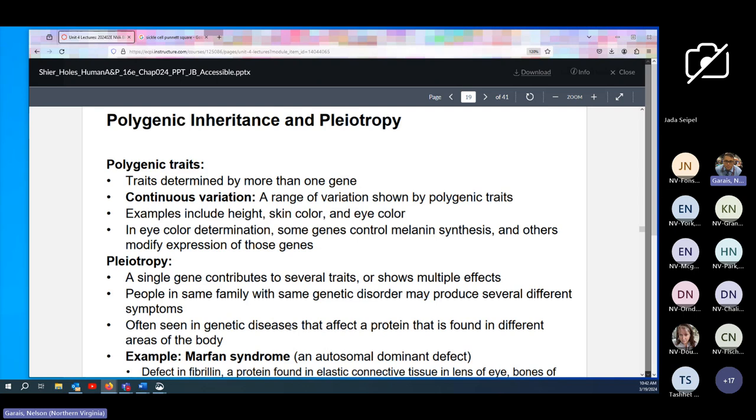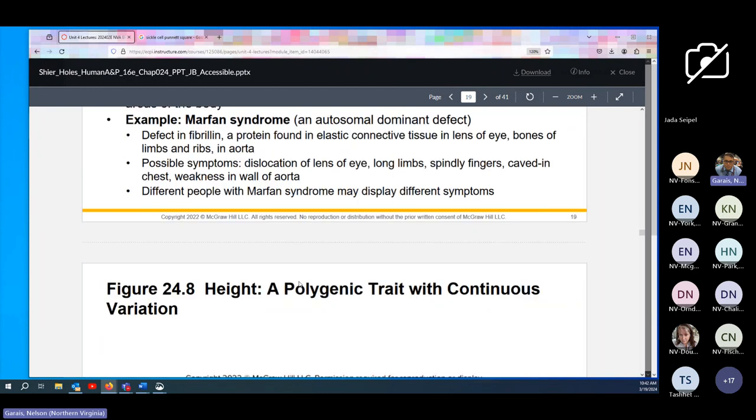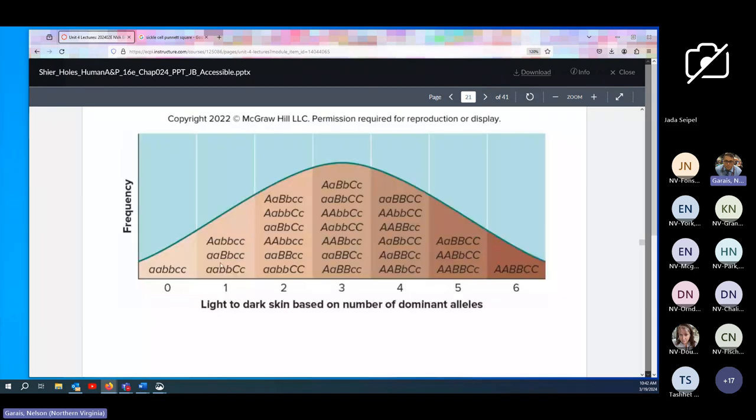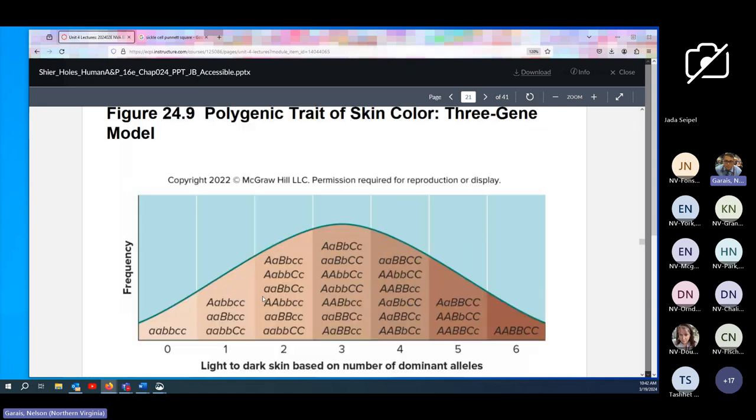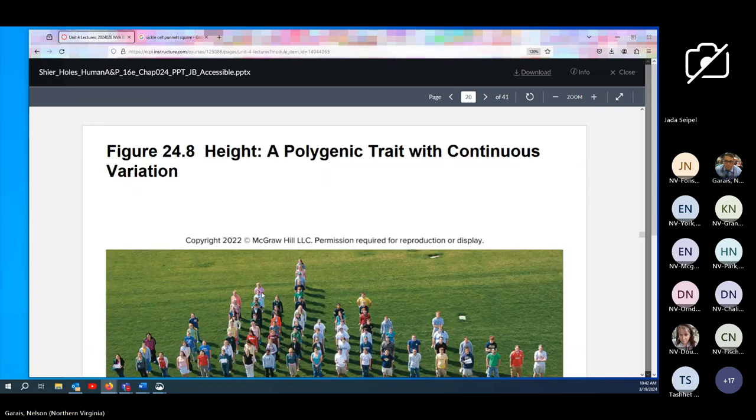Polygenic traits. The next thing. Poly means many. That means it takes many genes. Height, skin color, eye color. And there's a picture here, especially of skin color. It's polygenic. You could see there's three sets of pairs, so it's on three different loci. It's on three different sets of alleles, right?